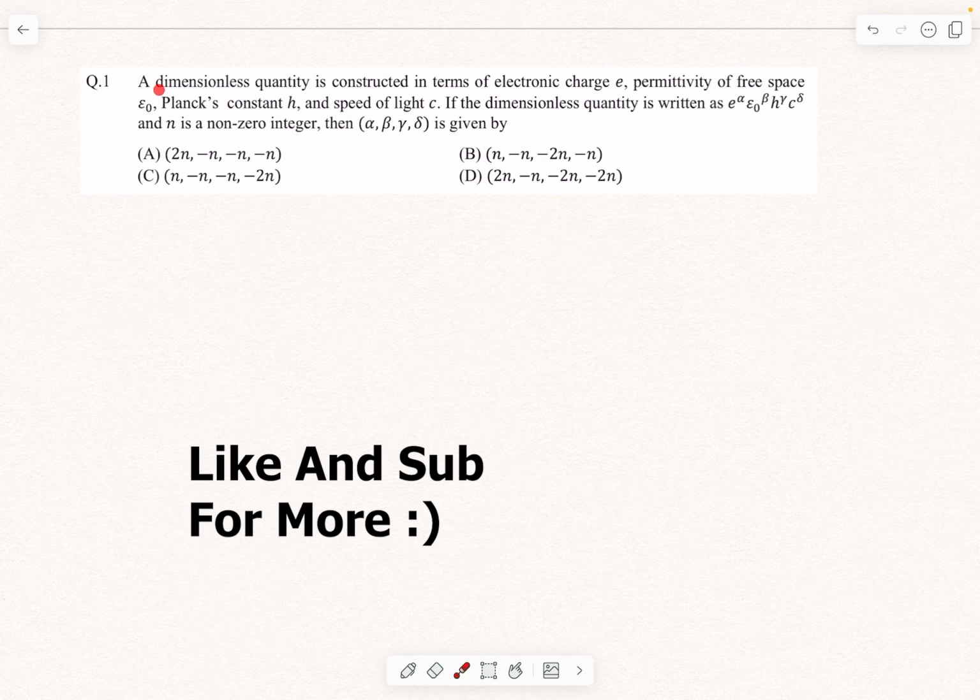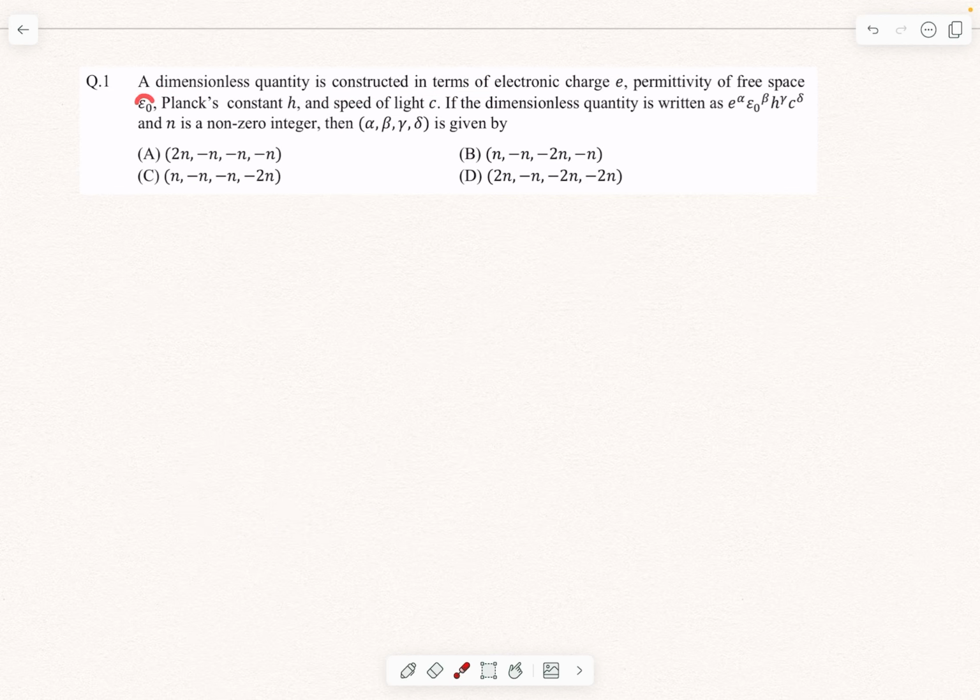So it said that we have a dimensionless quantity that is constructed in terms of e, epsilon naught, h and c. And they're saying if the dimensionless quantity has so and so exponents, then we have to figure out the ratio of the exponents basically. So essentially the problem is we have to create a dimensionless quantity out of e, epsilon naught, h and c. So h and c, what it reminds me of is the energy of a photon, right?